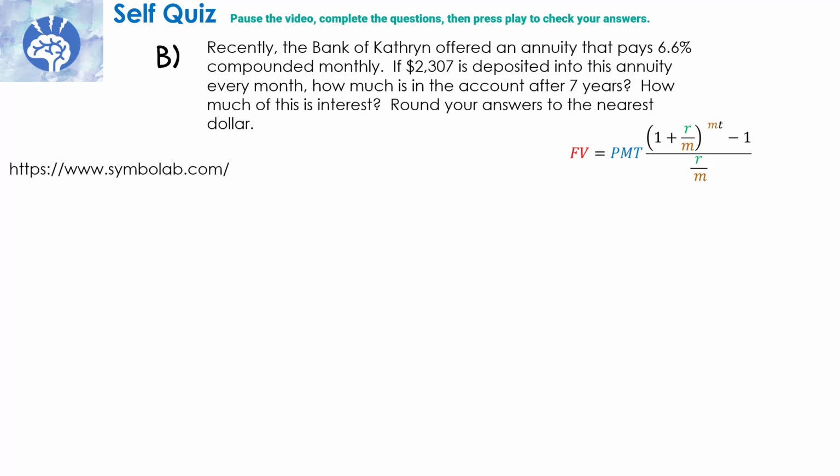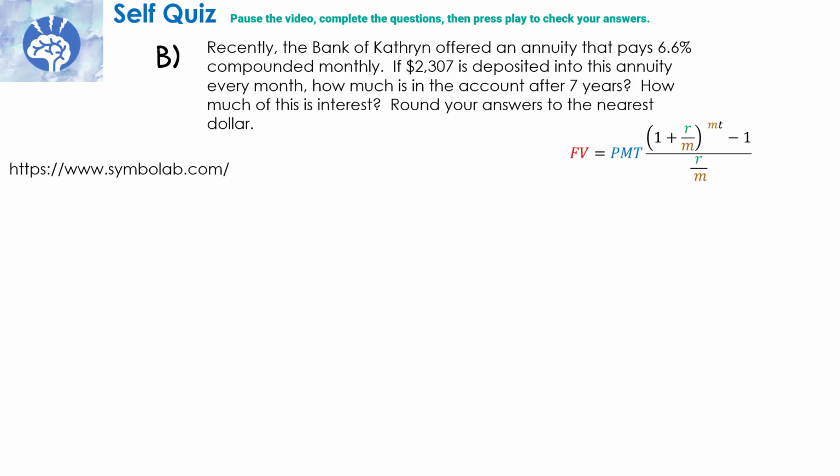Let's look at B. Recently, the Bank of Catherine, that's me, offered an annuity that pays 6.6% compounded monthly. No, I don't have a bank. If $2,307 is deposited into this annuity every month, how much is in the account after 7 years? How much of this is interest? Round your answers to the nearest dollar.